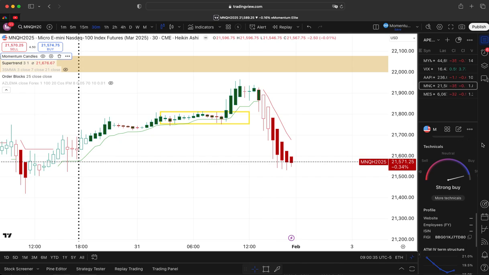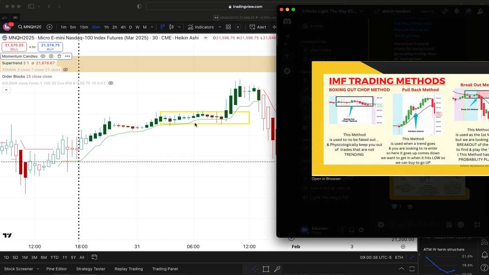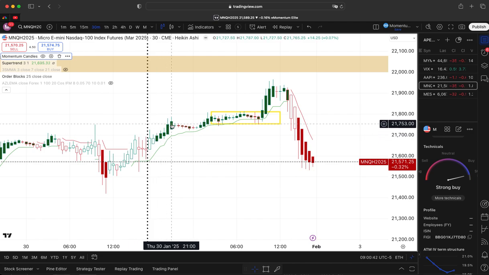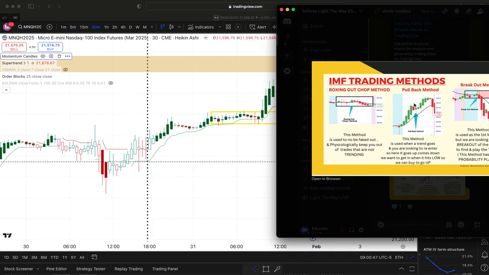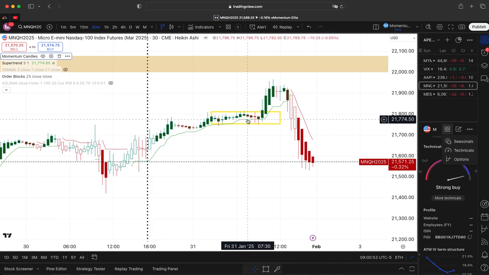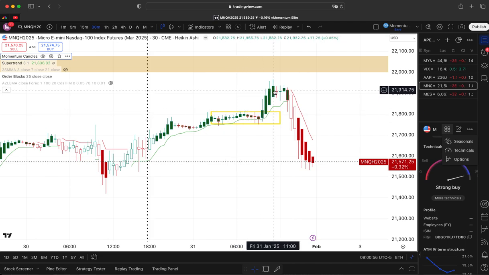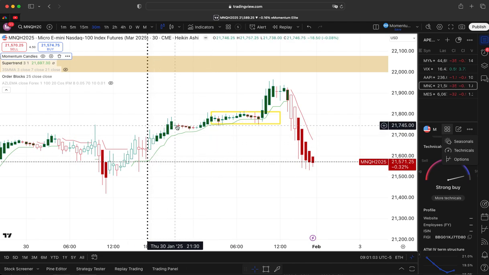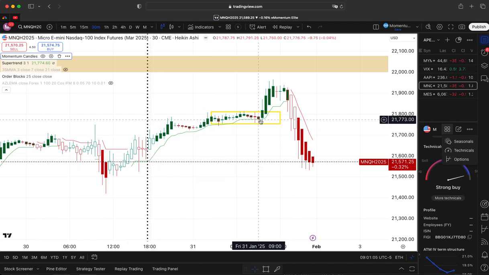Okay? So we have our methods. We have our box out chop. We have our pullbacks where it runs up, pulls back, and continues. Just like here. Runs up, pulls back, continues. And then we have our breakout method. Box out the chop, breakout method. Okay? So the super trend line is going to show the trend. With the trend, you're looking for either a pullback method, box out method, or breakout method.